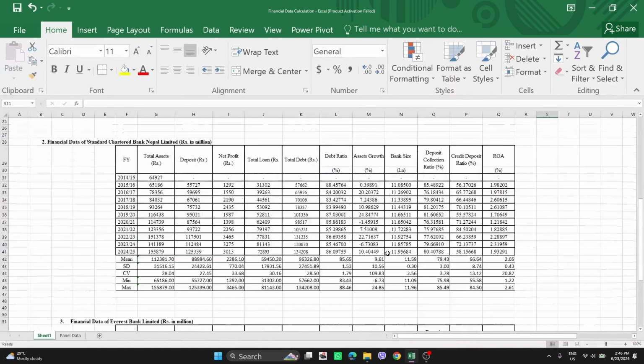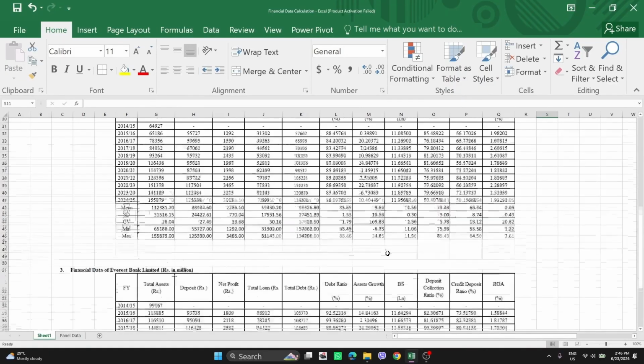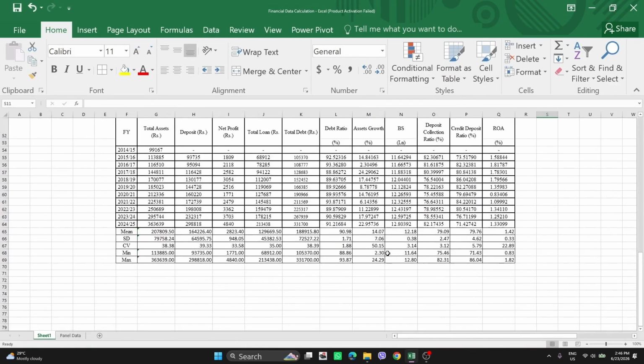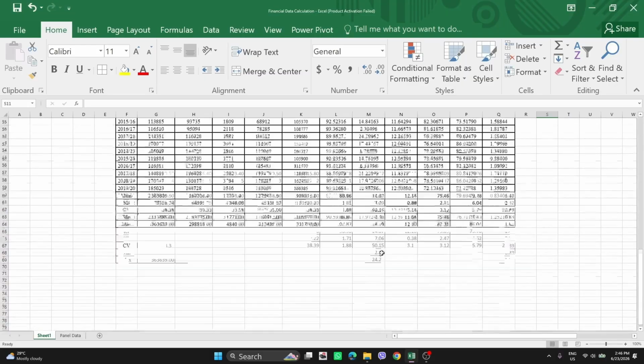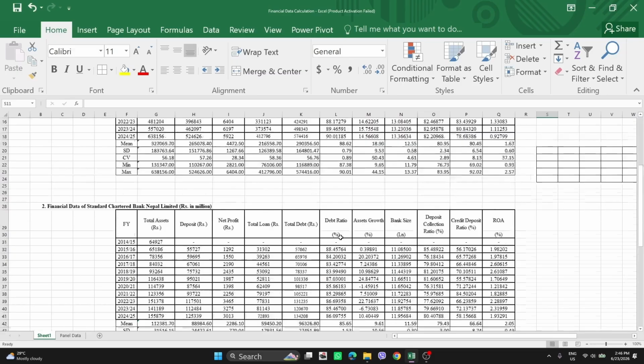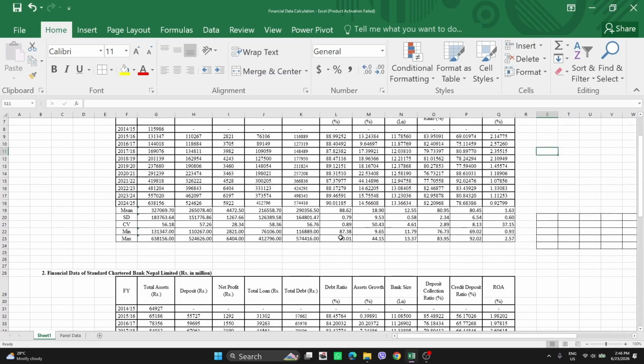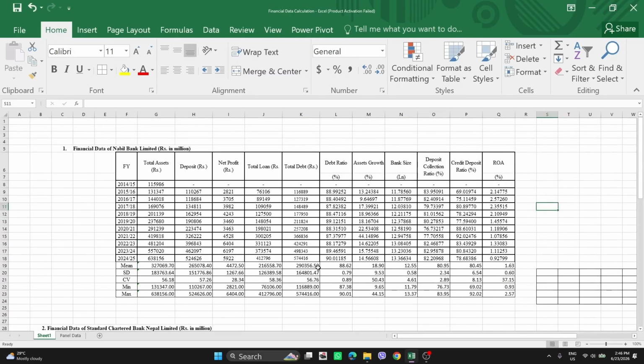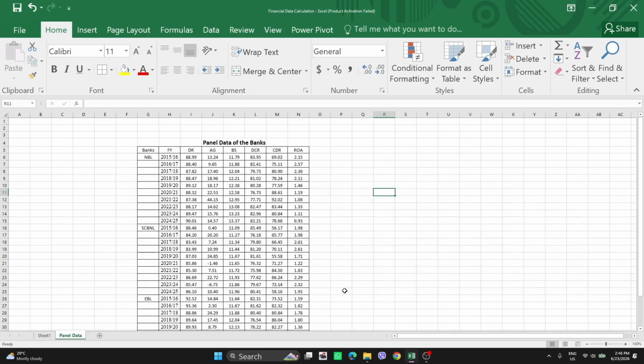By following the same process, we can also have the data for financial variables and descriptive statistics for the remaining banks, Everest Bank Limited and Standard Chartered Bank Limited as well. It will be better to analyze the descriptive statistics of the 3 sample banks in one form. We have to construct a panel data. That means we have to compile and manage the data into a single table.